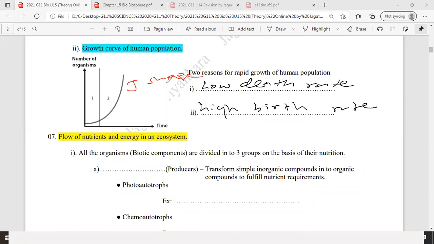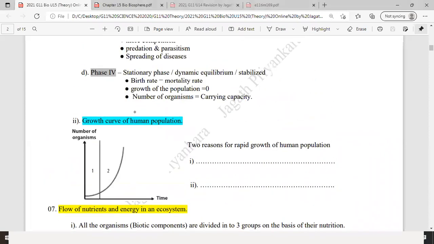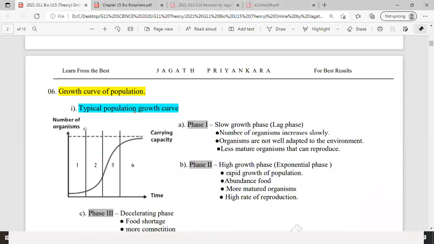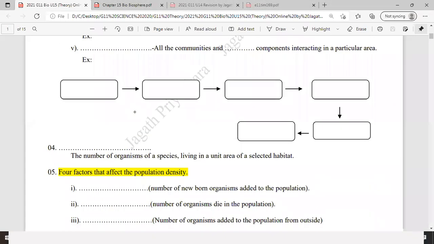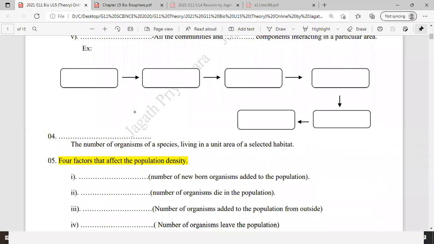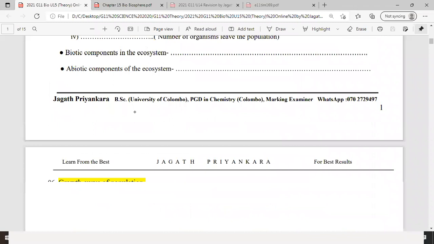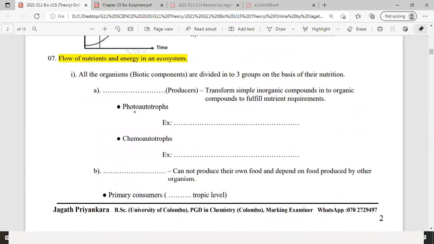Number 7, flow of nutrients and energy in an ecosystem. Up to here, any questions? The next part is flow of energy. Again, you should know how to write them in the correct order, the hierarchy, and the definition of each: species, population, community, ecosystem, and the planet Earth. Then number 6, number 7, look at the screen.